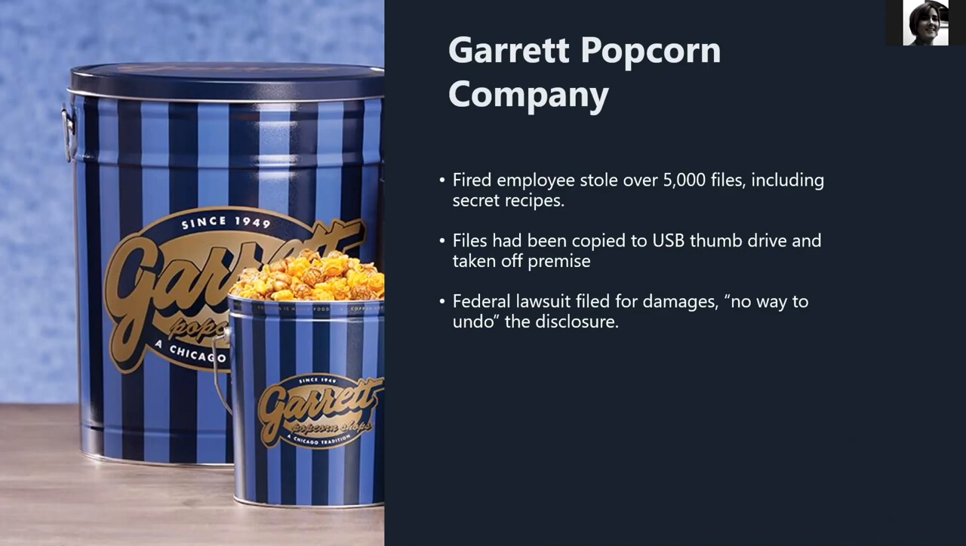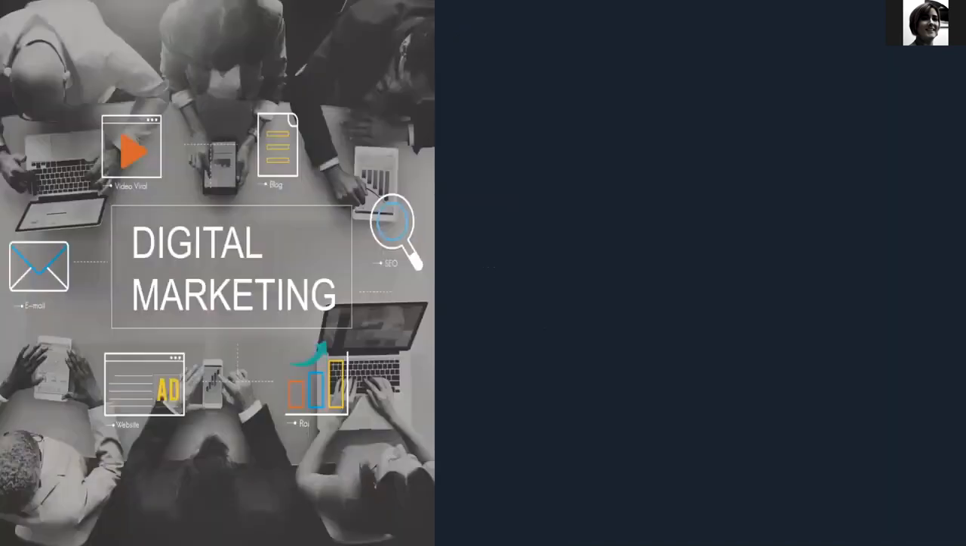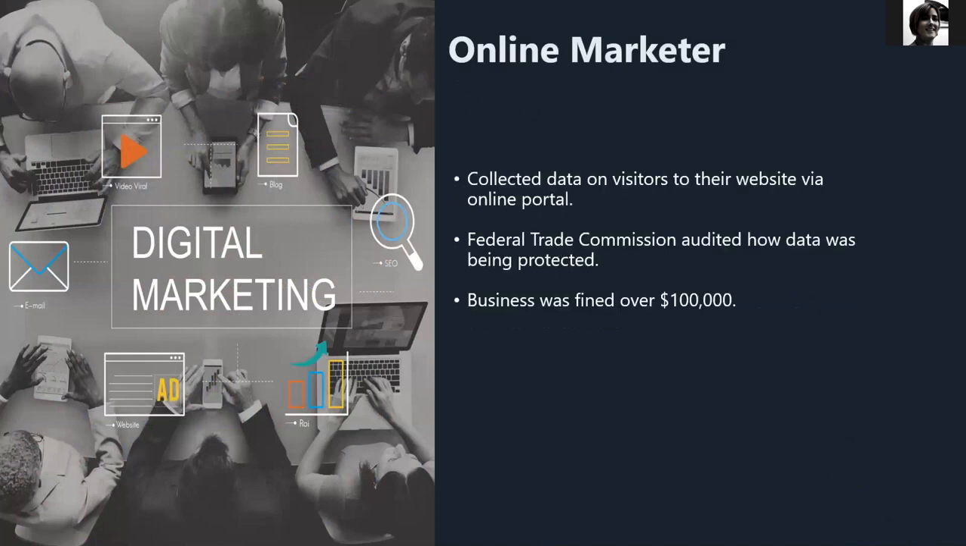Because the fact that these secret recipes, they're proprietary trade secrets, that whole thing of you can't undo it once it gets out, that's the issue. What amount of damages could they possibly collect to try and recover from that? That's a tough question. So obviously prevention is going to be preferable to trying to recover from a situation like that.